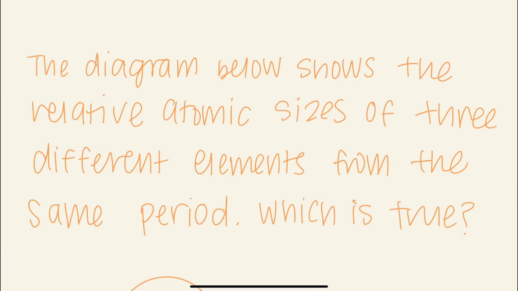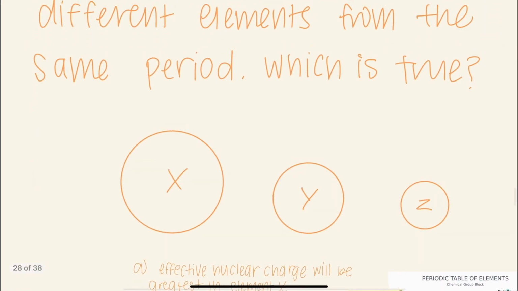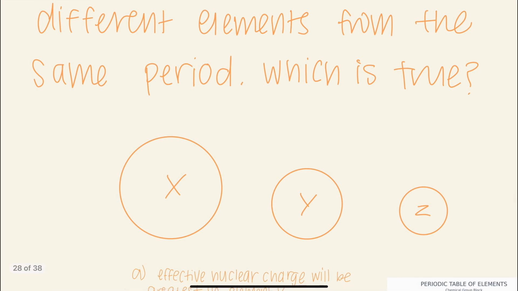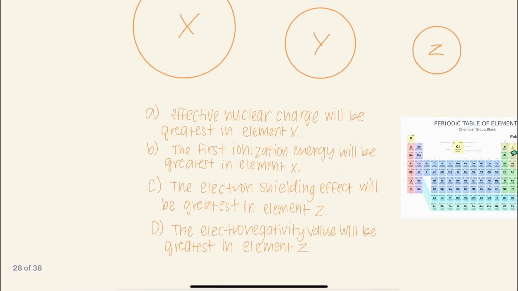The diagram below shows the relative atomic sizes of 3 different elements from the same period. Which is true? So I'm going to show you the 3 different elements. X is the biggest, then Y, then Z. These are the answer choices. A, effective nuclear charge will be greatest in element X. Effective nuclear charge is just talking about the charge of the nucleus, which we know has protons, so it's positively charged. B, the first ionization energy will be greatest in element X.